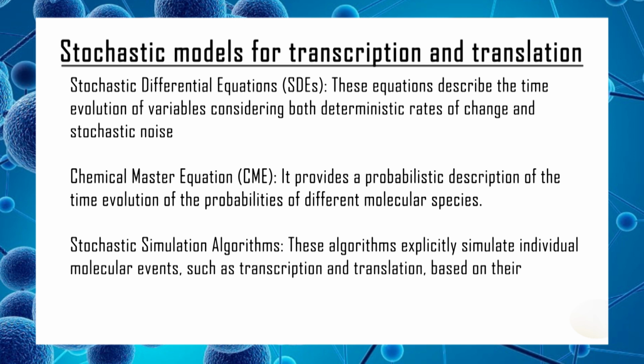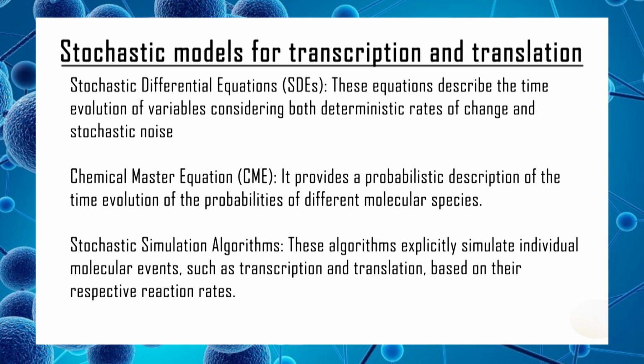The chemical master equation is a fundamental stochastic framework for modeling chemical reactions in biochemical systems. It provides a probabilistic description of the time evolution of probability of different molecular species, taking into account the discrete nature of molecular counts and stochasticity of reaction events. The CME is commonly used for modeling gene expression and can be numerically solved or approximated using techniques such as the stochastic simulation algorithm or Gillespie algorithm.